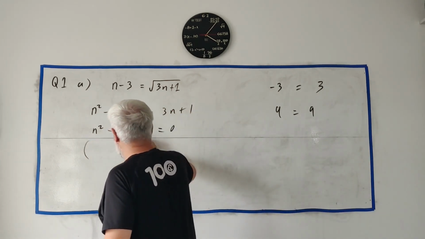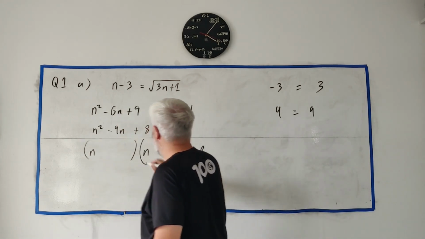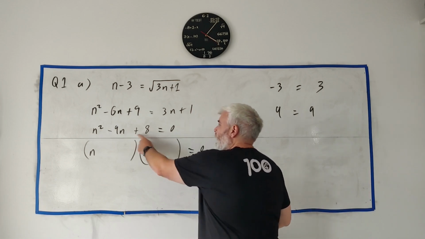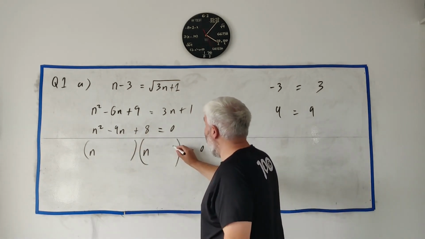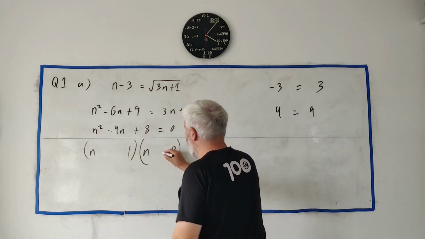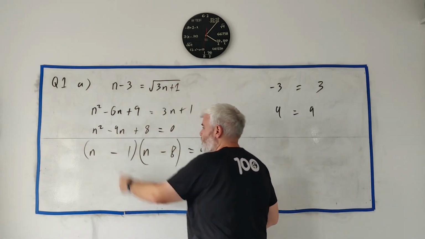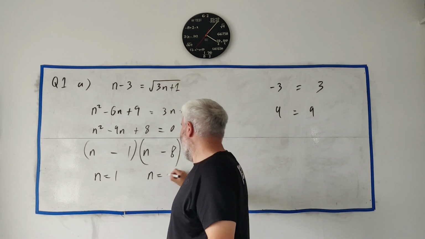So we can go ahead and factorize this. It does work out quite simply. n times n. Two numbers that multiply to make 8 and add or take away to get 9. 8 and 1 seems to work. If they're both minus, they'll multiply for a plus and they'll take away from minus 9. So we get two answers here. n is equal to 1 and n is equal to 8.